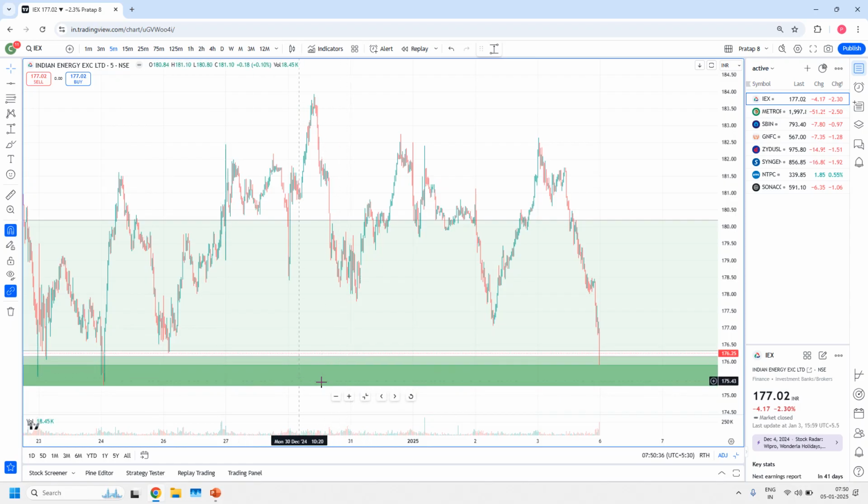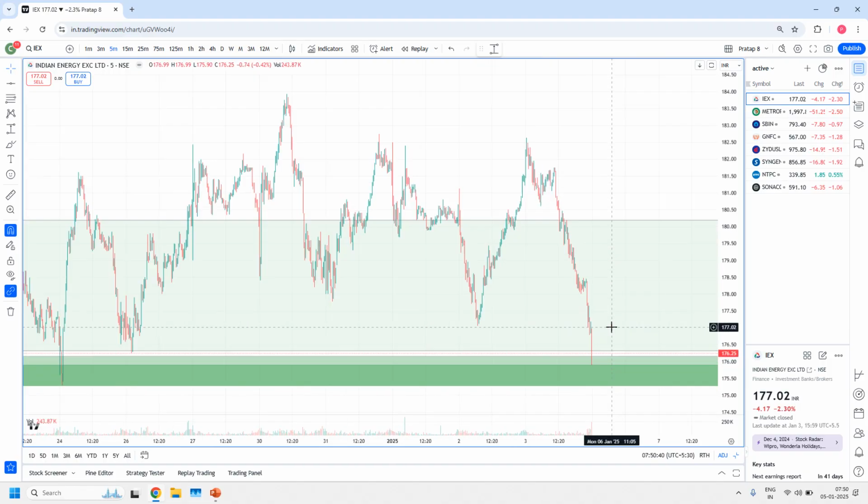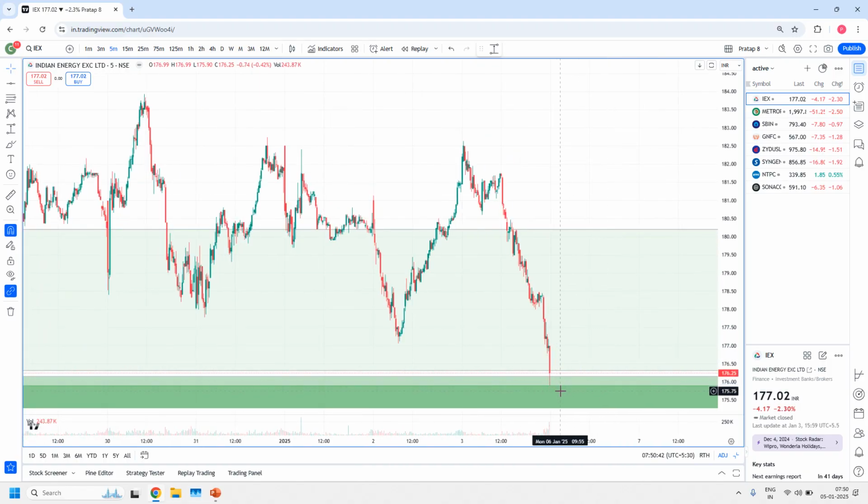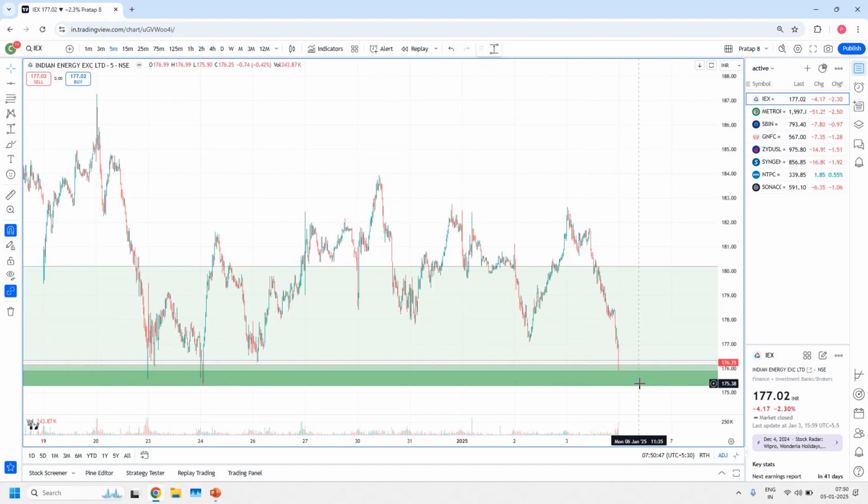If the risk is within our accepted limit, we can plan a trade. Monday, once the market is opened, if prices again enter this zone, maybe you can plan. If it is violated anyway, it is a small loss only.